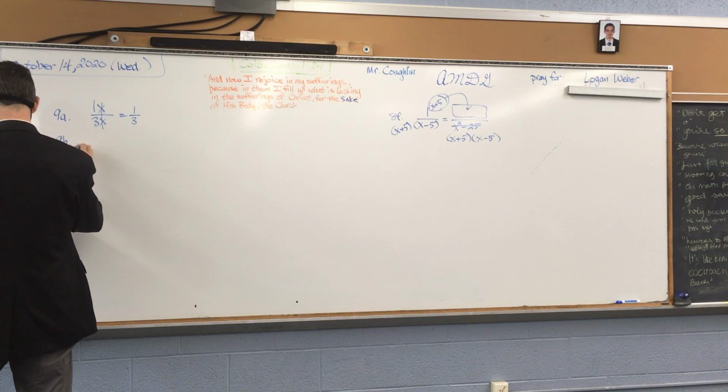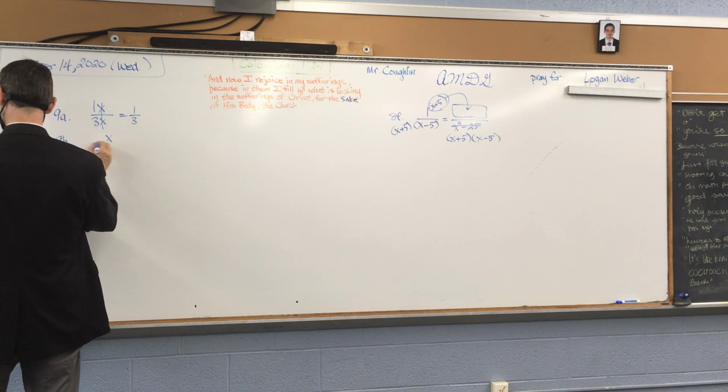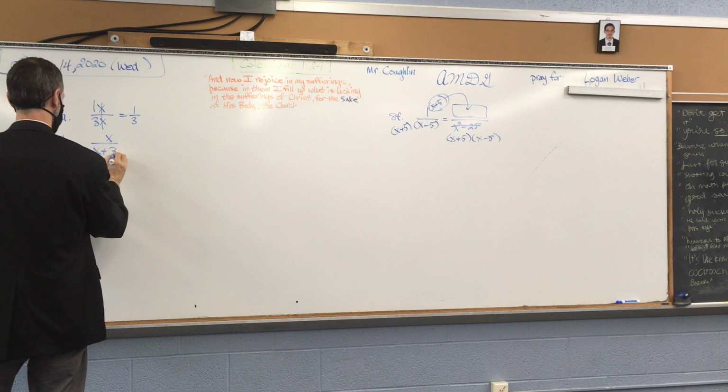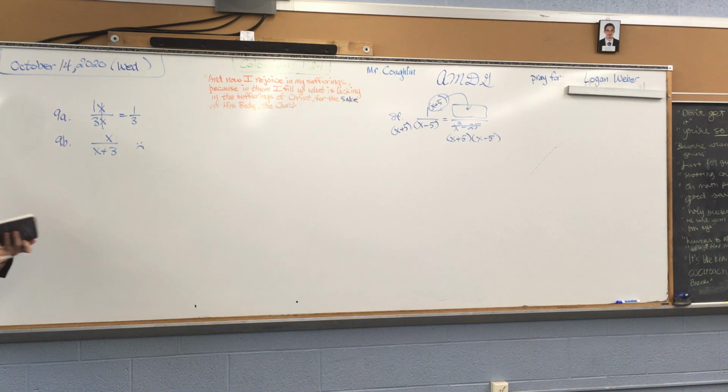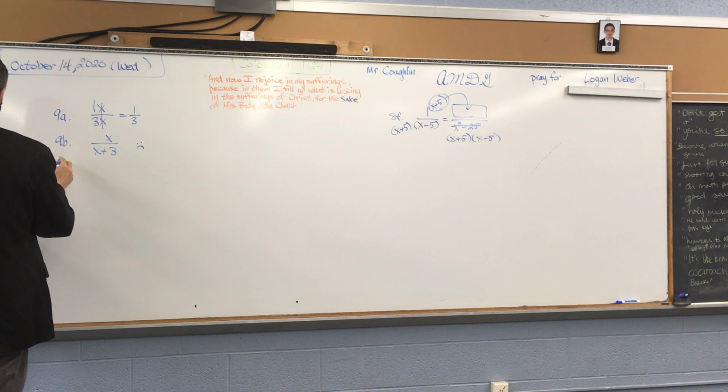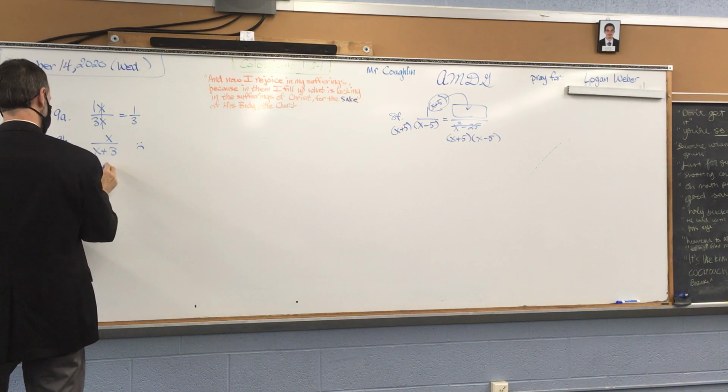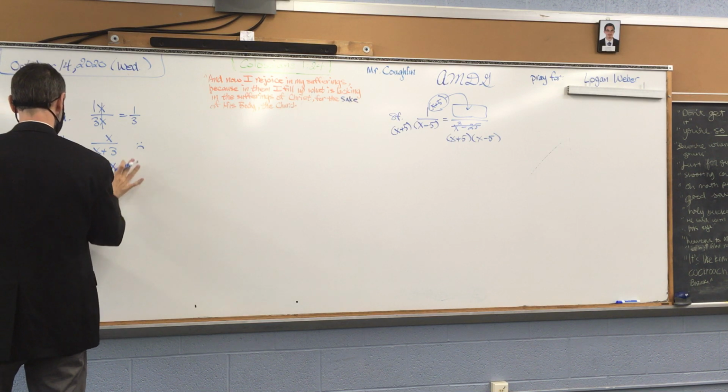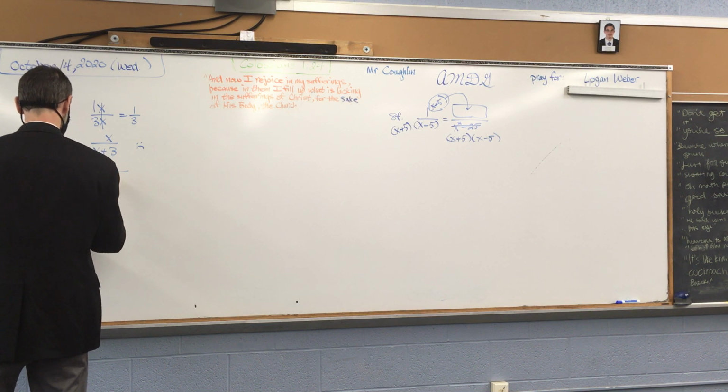9b. We have x over x plus 3. You can't do this. That is impossible. You cannot cancel the x's because the plus sign is in the way. How do I get an answer? First I can tell you. 9c. 8x over 2 parentheses x minus 4, is that right?